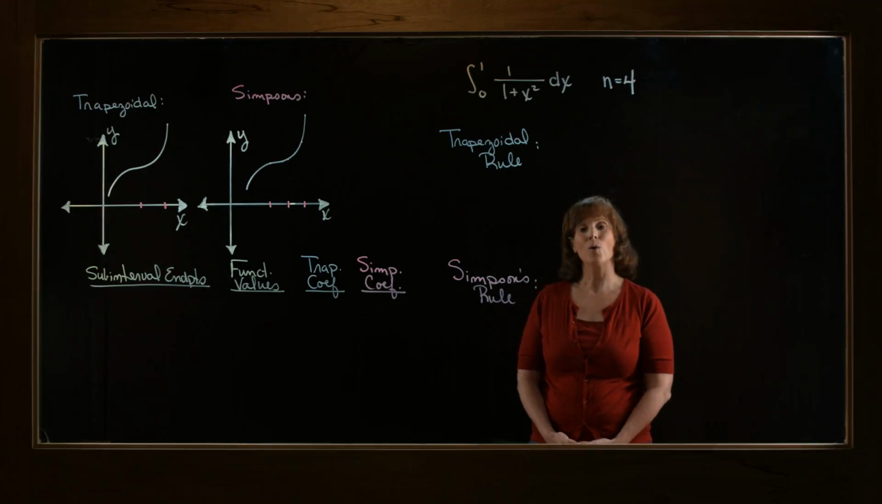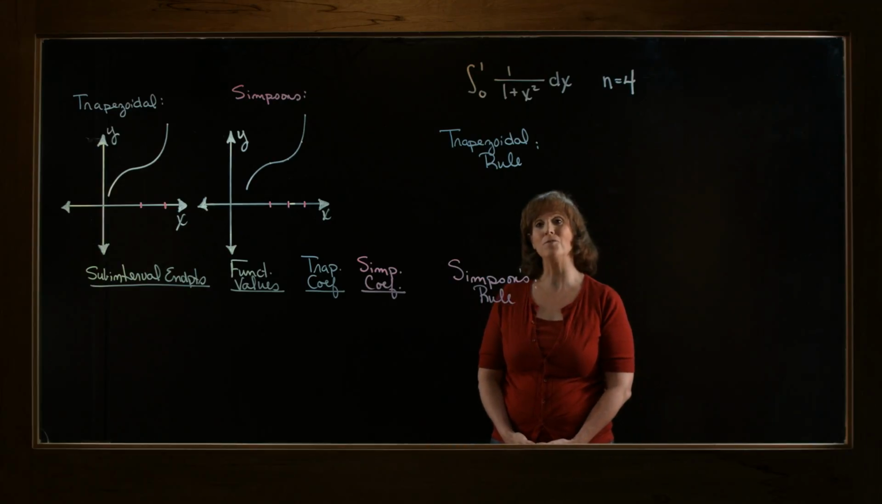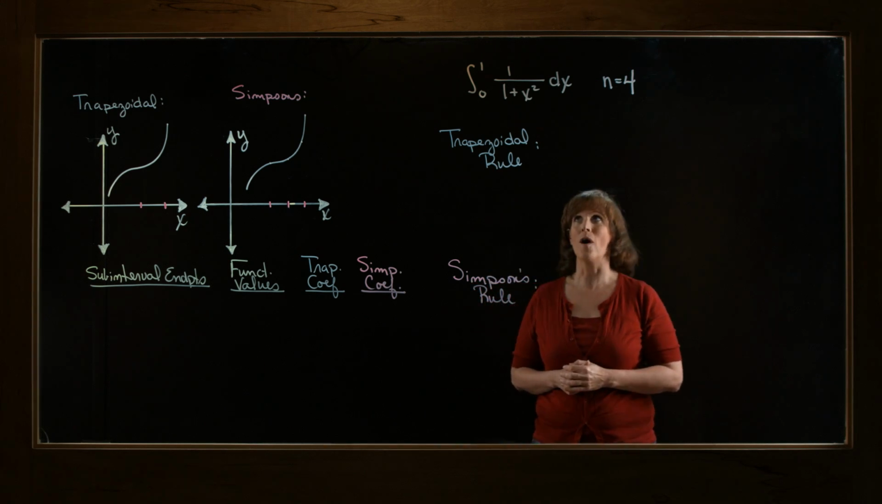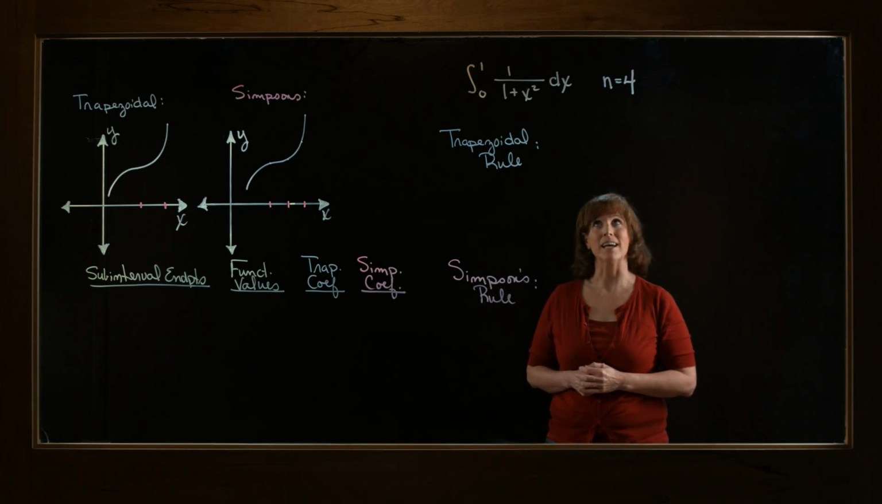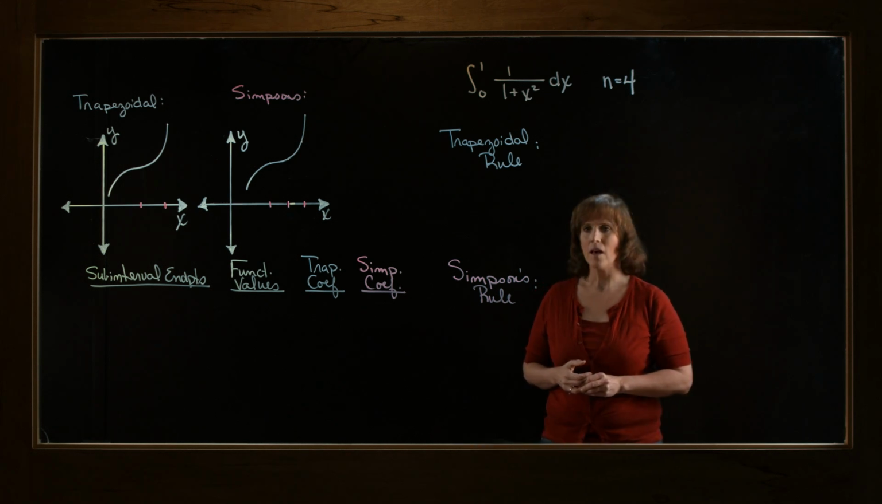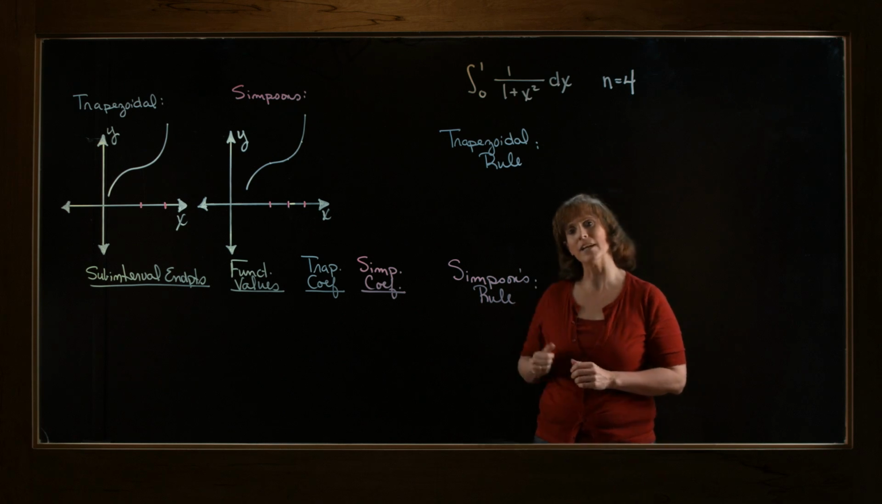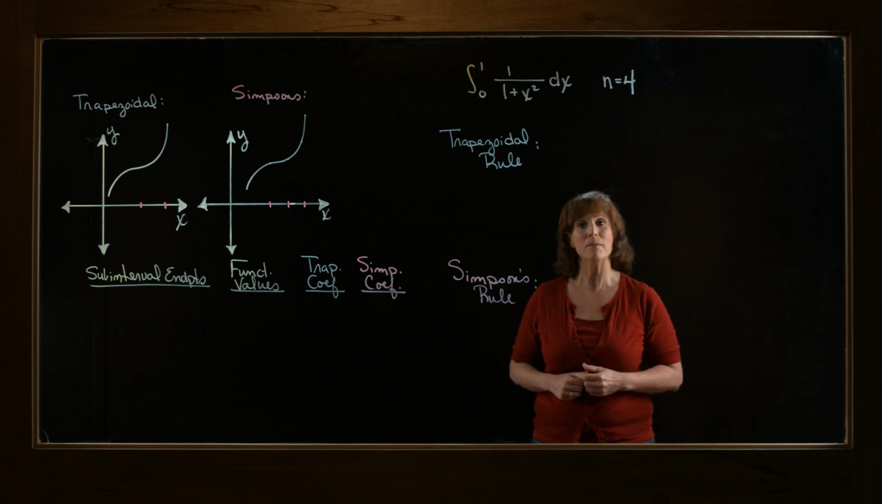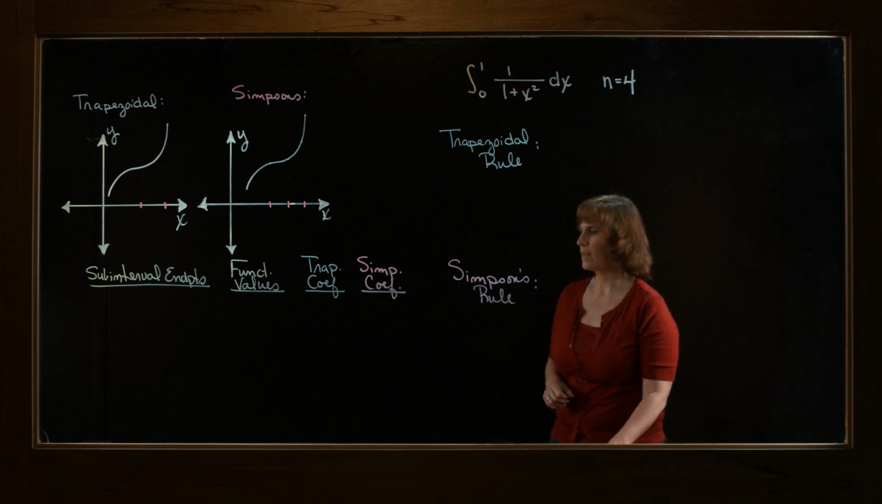Hi, I'm Cheryl Leach. In this video, we're going to look at two different ways to numerically approximate the definite integral from 0 to 1 of 1 over 1 plus x squared dx. We're going to be using the trapezoidal rule and Simpson's rule. There are several similarities between these two rules and also some differences. So let's begin by looking at the similarities.